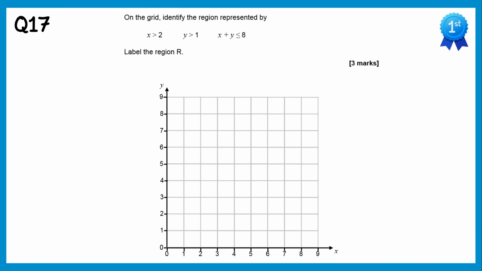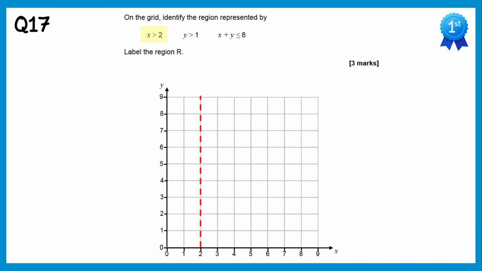For this question, we need to find a region bounded by these inequalities. We'll start with x is greater than 2. To do this, we'll draw the line of x equals 2, but we're going to draw it as a dotted line since the symbol was greater than rather than greater than or equal to. So draw a dotted line for x equals 2.